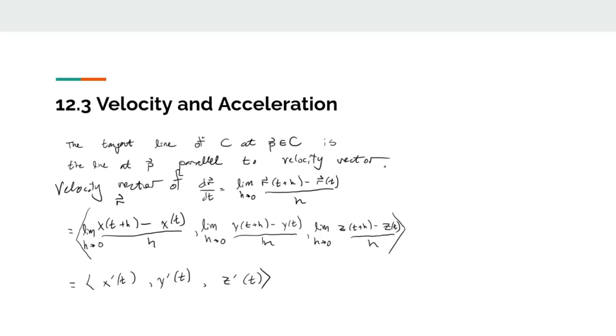So the tangent line at a point on the space curve is the line touching at P, and it has to be parallel to the velocity vector. And then I use this limit of a difference quotient to define the velocity vector.